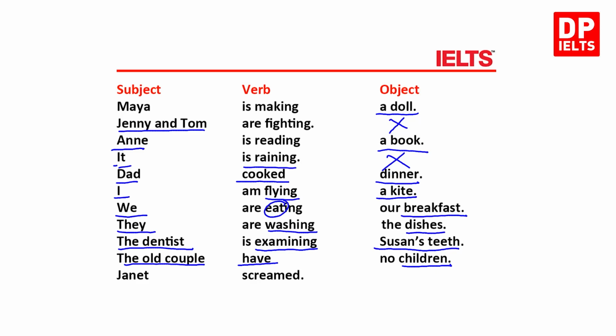The dentist is examining Susan's teeth. பல் வைத்தியர் சூசனுடைய பற்களை பரிசோதிக்கின்றார். ஸோ இங்க சப்ஜெக்ட், அதாவது செயலை செய்பவர் டென்டிஸ்ட், அவர் செய்யும் செயல் verb examining, and அந்த ஆப்ஜெக்ட் வந்து சூசன்ஸ் டீத். The old couple have no children. வயதான தம்பதியினருக்கு பிள்ளைகள் இல்லை. The old couple subject, verb have, object no children.